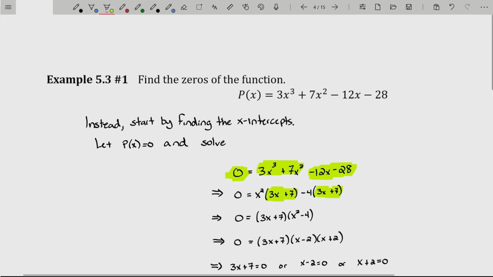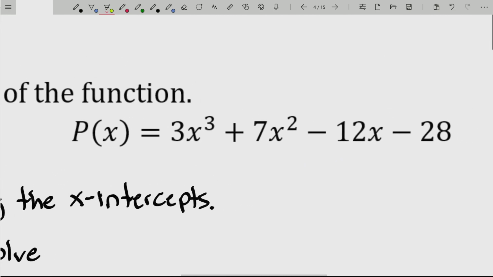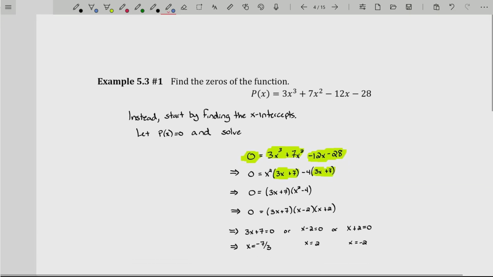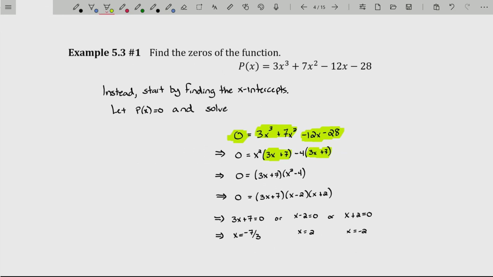Plug in 2. 2 is probably the easier of the 3 numbers. If you plug in 2, right here you get 2 cubed, which is 8, times 3, which is 24. Plug in 2 to this, you get 4 times 7, which is 28. Well, we have a minus 28, so that's going to disappear. Right? And then again, you're plugging in 2 times a negative 12, so that's a negative 24. So 24 minus 24, 28 minus 28. Yep, that turns into 0. So 2 must be a 0. And in fact, it's just my way of saying all of these are zeros of that function.